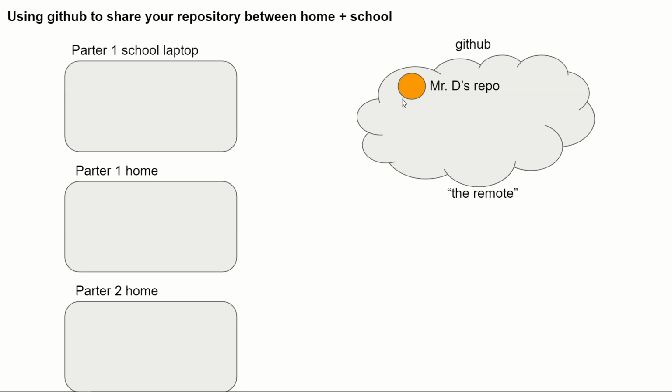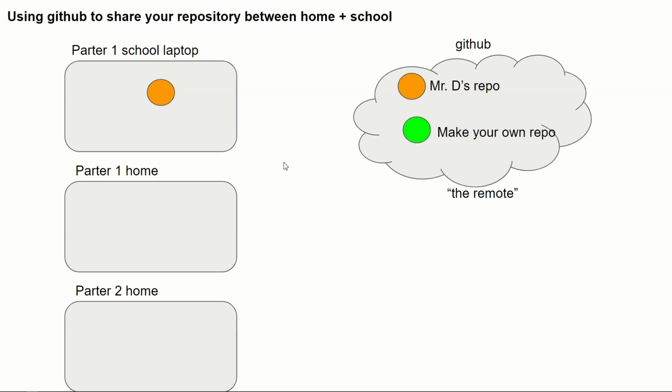Most of you started the project by cloning my GitHub repository. So there's Mr. D's repo. And cloning was just downloading the repository and initializing it on your school laptop. So what you're going to do today is you're going to make your own repository in GitHub, and it's initially going to be empty, but then you can commit all your changes.